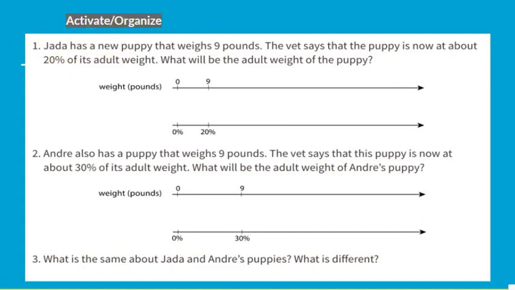Okay, so Jada has a new puppy that weighs 9 pounds. The vet says the puppy is now at about 20% of its adult weight. What will the adult puppy weigh? Well, if we know 20% is 9, we need to figure out what 100% is, because that's how much it's going to weigh when it's a full-grown adult. Well, how do you go from 20% to 100%? Yeah, multiply by 5, right? So, should be 45 pounds as an adult dog.